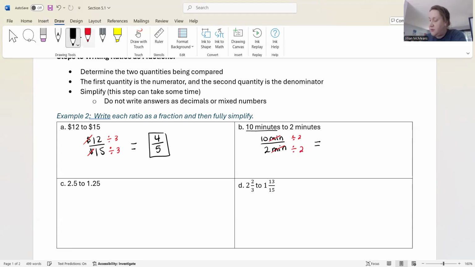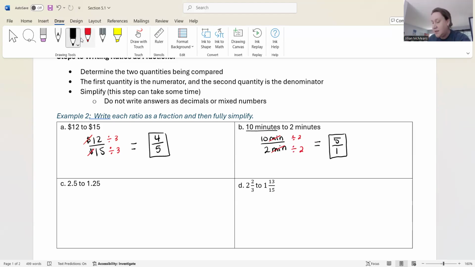That tells me that if I'm comparing 10 minutes to 2 minutes, so for example, if it took me 10 minutes to complete a task and it took you 2 minutes to complete a task, that would say that for every 5 minutes I worked, you worked 1 minute. So even though this feels like it should be simplified further, we have to maintain that comparison of two quantities. We have to have a numerator and a denominator.